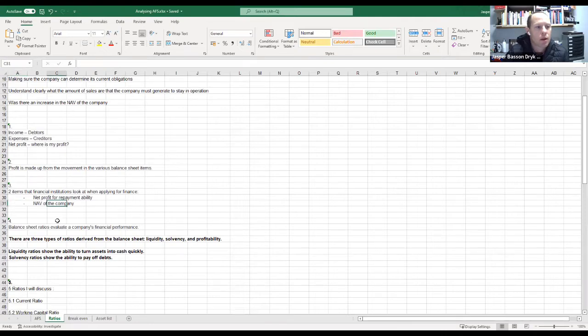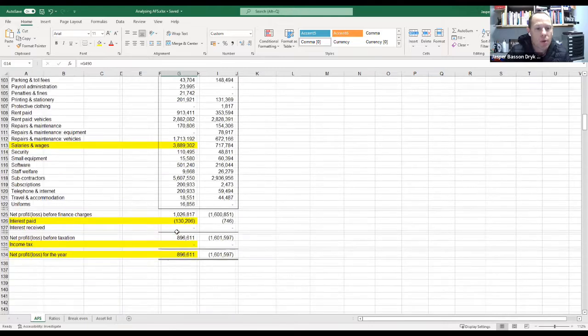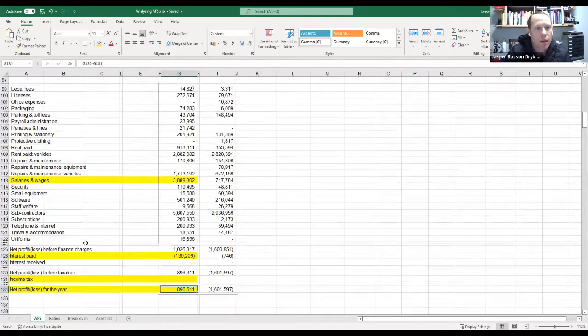I mentioned 2 items the financial institutions look at when you apply for finance. That's net profitability. So they will look at this entry, this net profit amount. So if this is a loss like that previous year, the banks will most likely not look at this company for finance. If there's a net profit, that's obviously a positive. Great, that's the first tick.